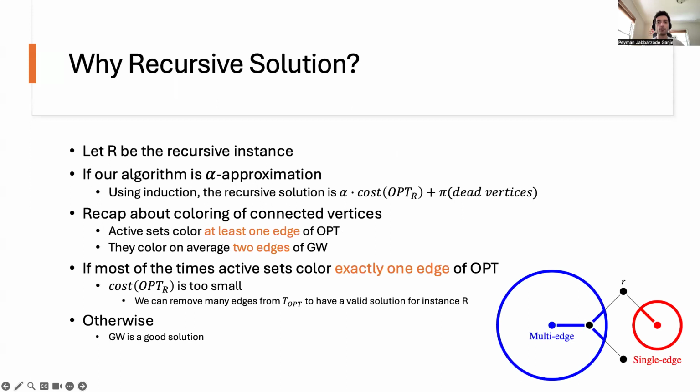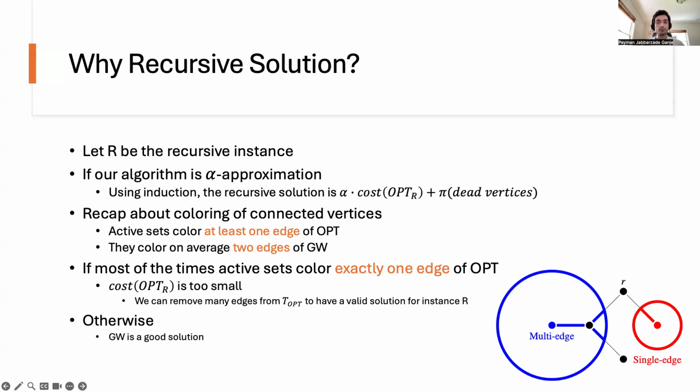So that's the intuition for STOC24. For the recursive call, I want to explain why we need the recursive call. First, let me define R as the recursive instance we create in our algorithm. If you remember, we remove some penalties in each phase and create a new instance by setting the penalty of those vertices equal to 0.